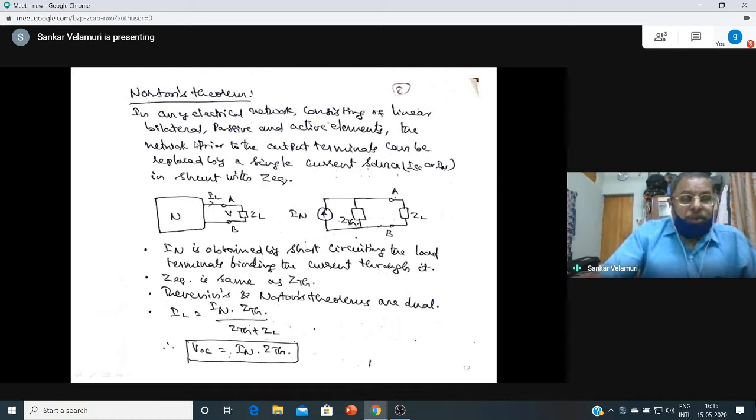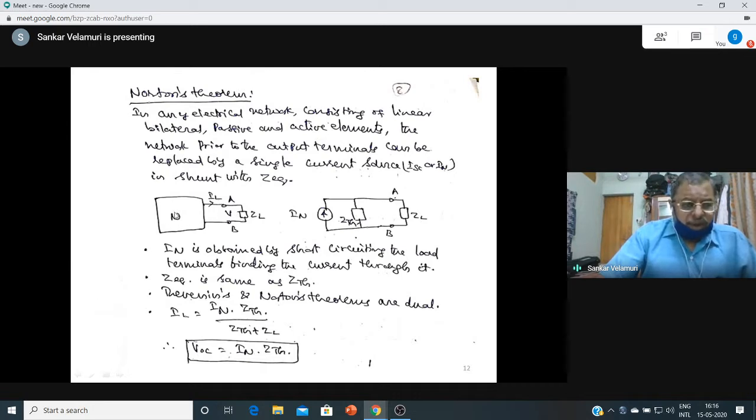So, any electrical network consisting of linear, bilateral, passive, and active elements, the network prior to the output terminals can be replaced by a single current source, which is referred to as ISC, short circuit current, or Norton's current IN, or IAB, the current through the terminals AB, in shunt with Z equivalent. This Z equivalent is shown to be Z Thevenin. So this is the standard representation.